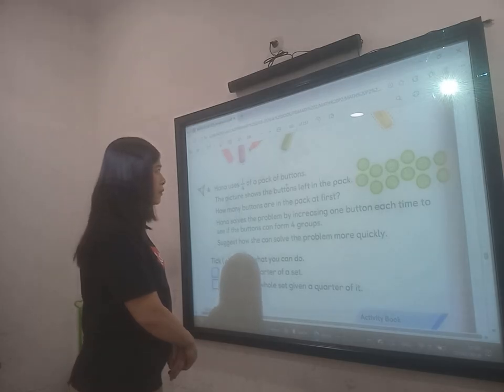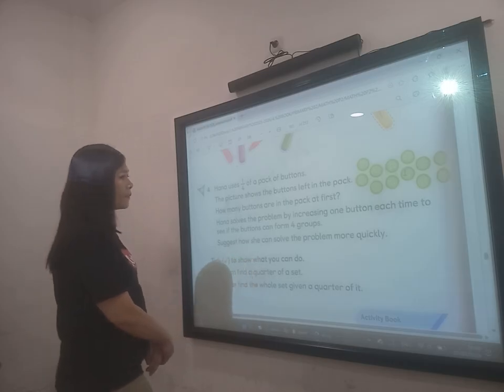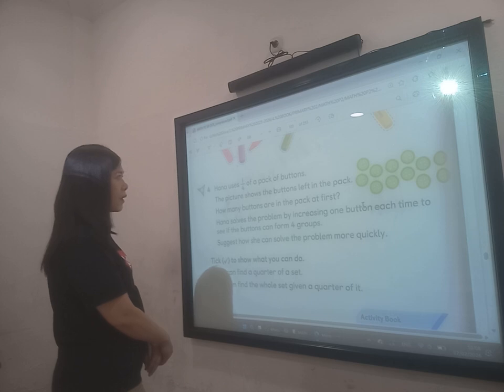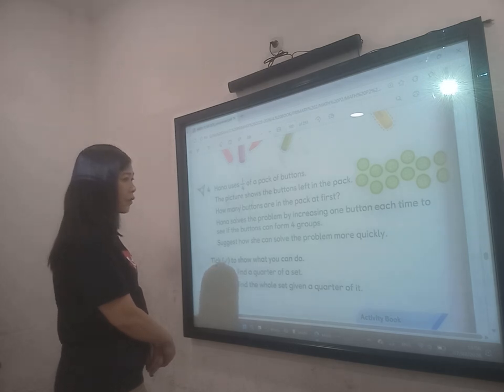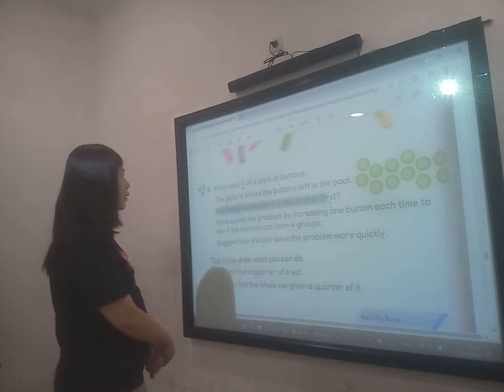So it means that you need to add 1/4 to the 3/4. Yeah, you need to add 4 more. So the final result will be 16. The total is 16 buttons. Because the question is how many buttons are in the pack at first.